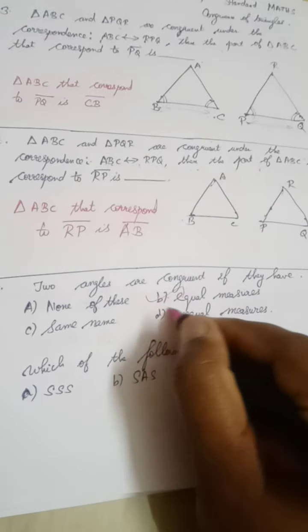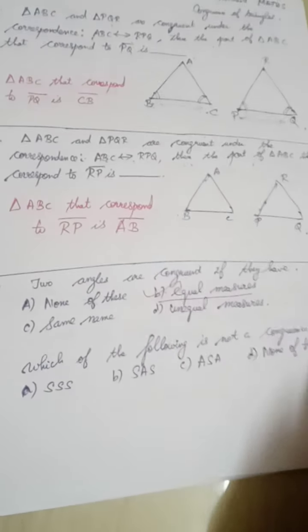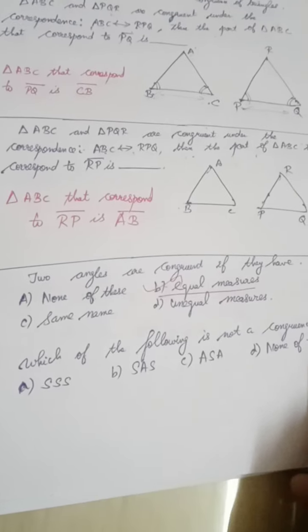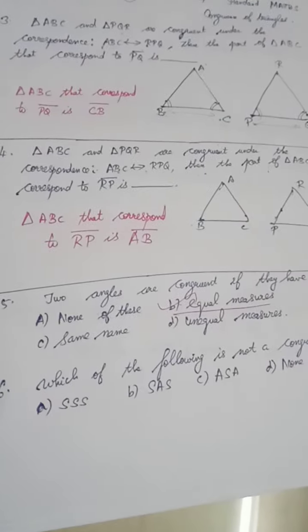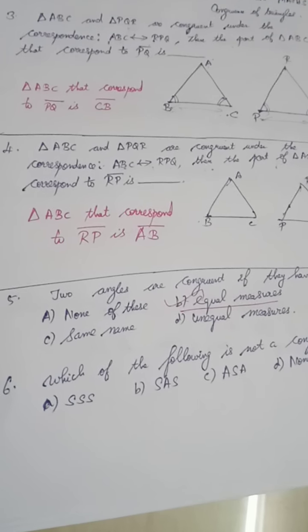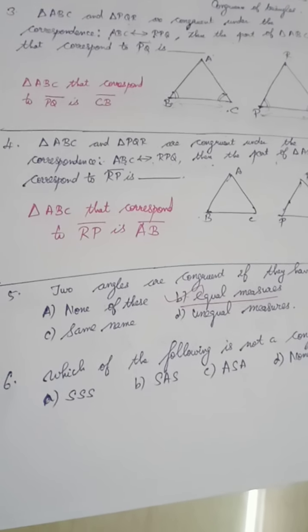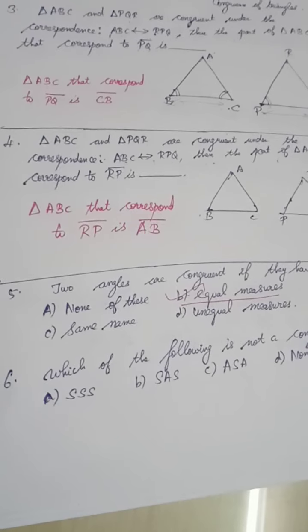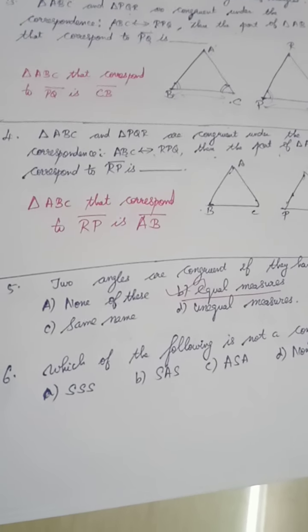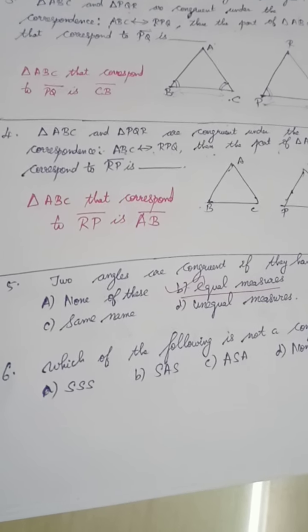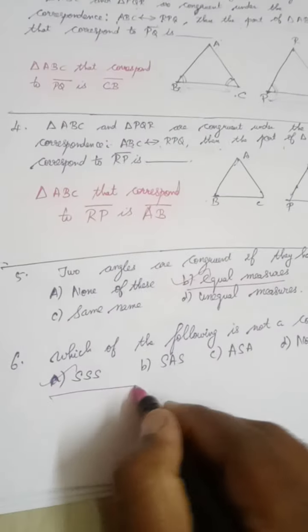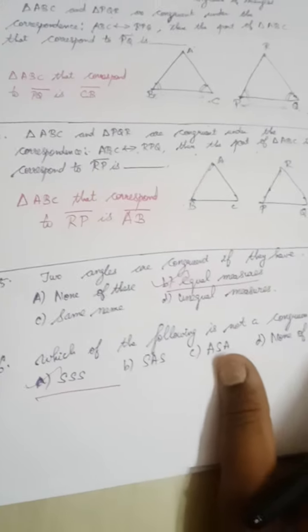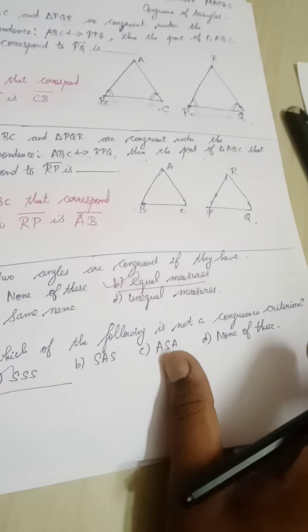Likewise, equal measures. Which of the following is not a congruence criterion? The congruence criterion is what? Triple S. Side, side, side is not a congruence criterion. The next one.